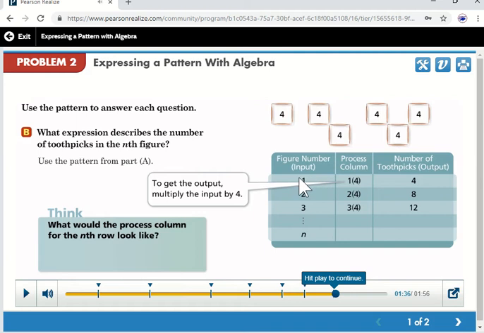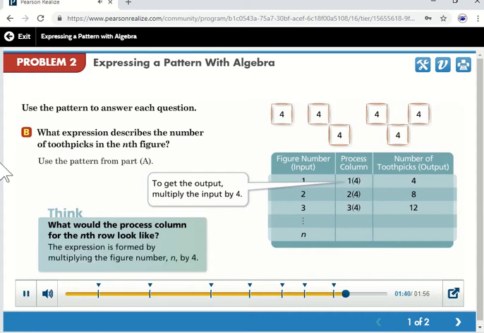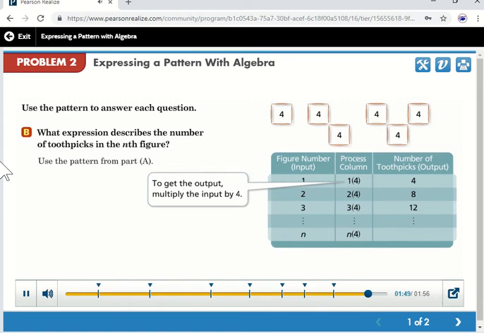So since it's always the figure number times 4, 1 times 4, 2 times 4, 3 times 4, we're just going to do the same, but it's going to be n times 4, because n could be whatever. So this is basically 4n. The expression is formed by multiplying the figure number n by 4. So there are 4 times n toothpicks in the nth figure.